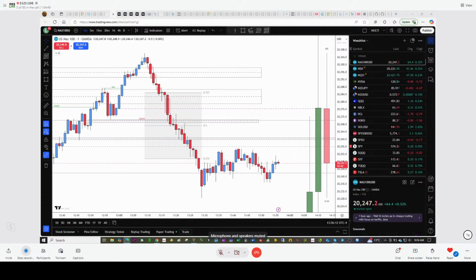Looks like they nullified our 1, 2, 3 top on Tesla.